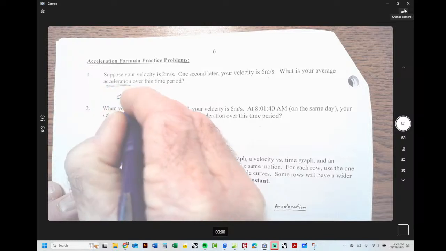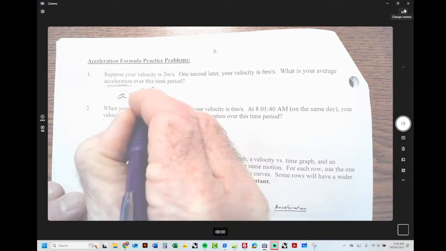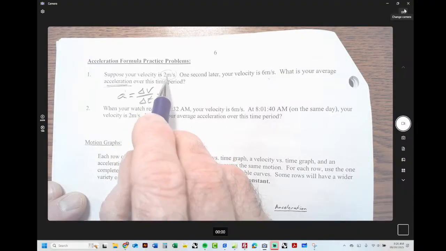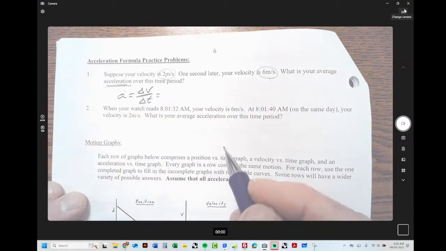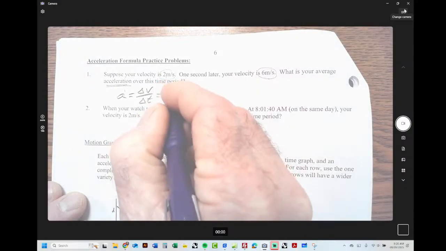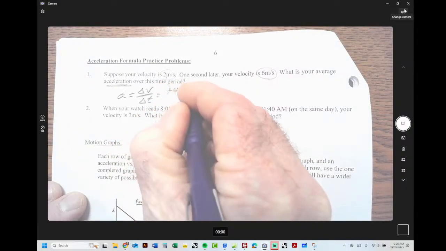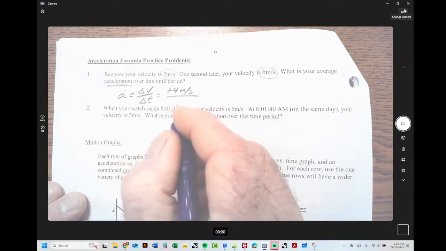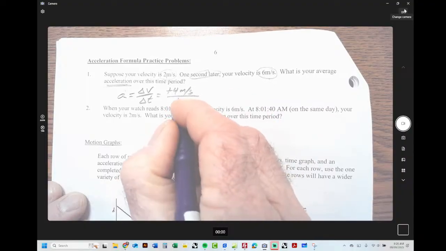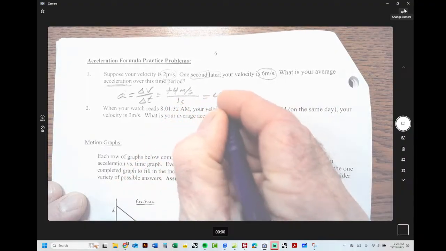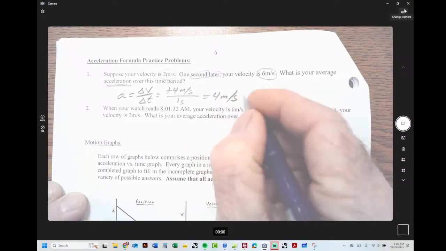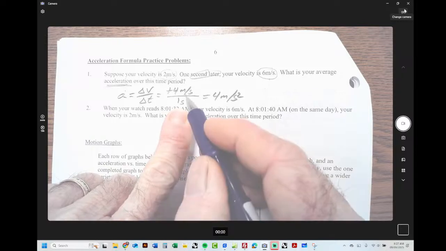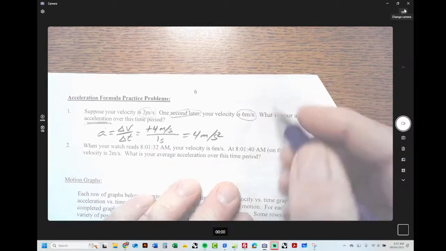So the formula for acceleration is change in velocity over change in time. And the change in velocity, it went from 2 to 6, so that's a change of 4. So we added 4. I'm going to write plus 4 meters per second. That's how much faster somebody got. And the amount of time was just 1 second. So 4 over 1 is 4. And meters per second. So let me do this. Meters per second divided by 1 second.